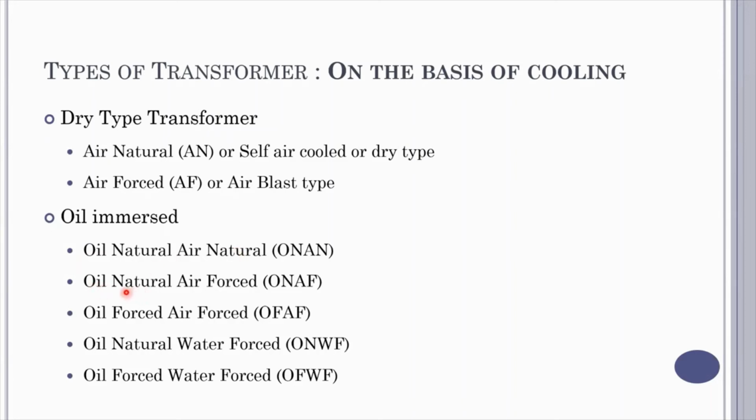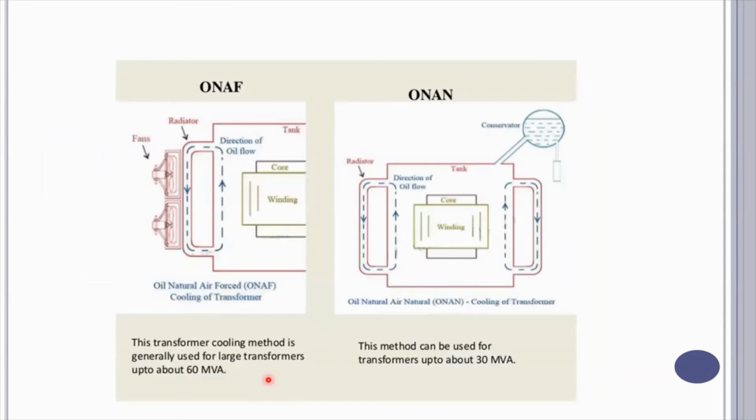Whereas in this case, oil will not be forced, it will just be there. Okay, so the transformer is immersed in oil, whereas air is forced towards the transformer. So that is ONAF. And here we have OFAF, that is oil and air, both are forced. And then we have oil natural water forced, and oil forced water forced. So let's see them with a diagrammatic representation.